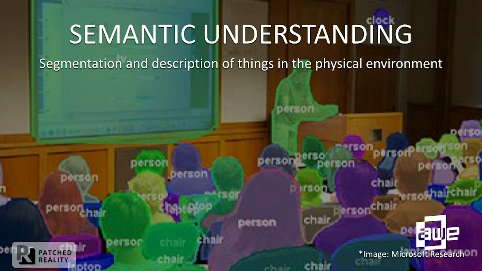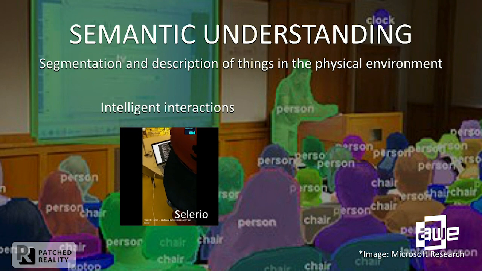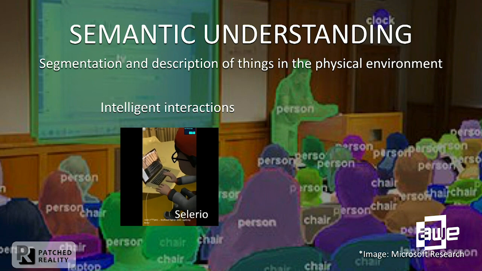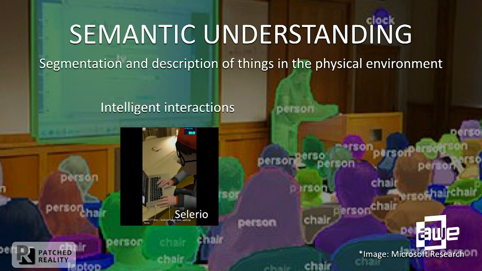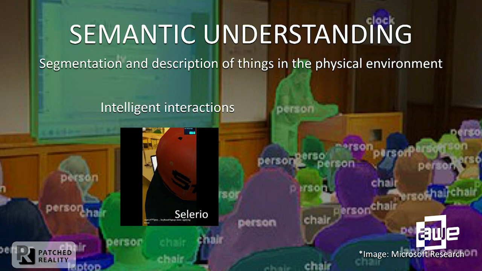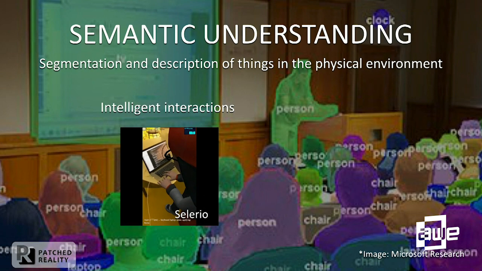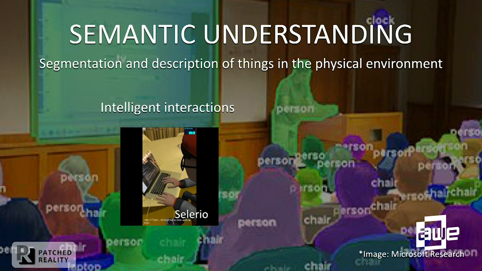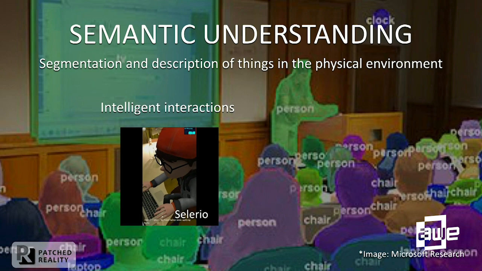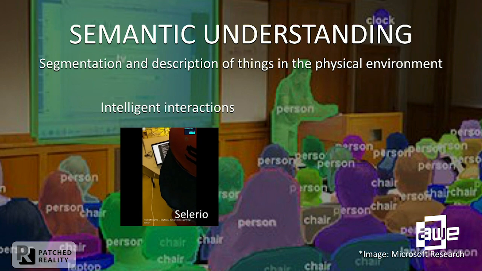So if I want to create an avatar that can sit in the chair, interact with a keyboard, this is an example from Celerio, then my application's going to need to know where are the chairs in the room, where one might sit, is there a laptop that my avatar can interact with, et cetera.